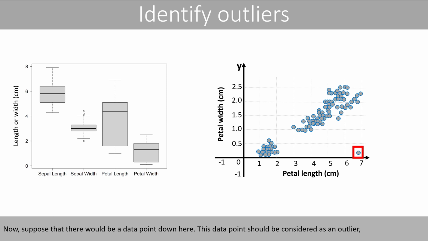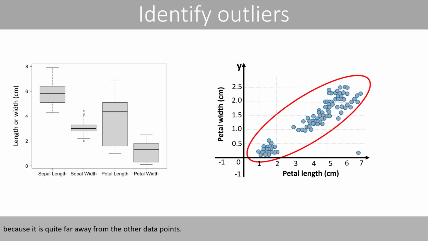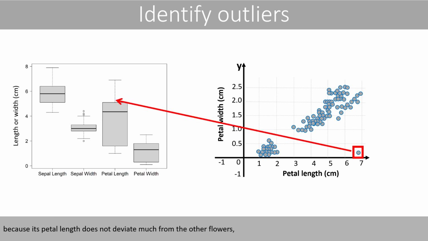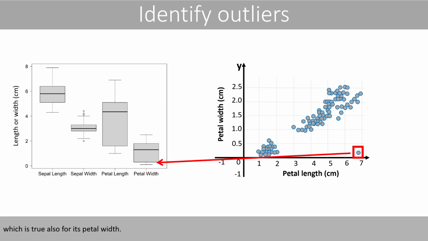This data point should be considered as an outlier, because it is quite far away from the other data points. The problem is that a box plot will not identify this flower as an outlier, because its petal length does not deviate much from the other flowers, which is true also for its petal width.